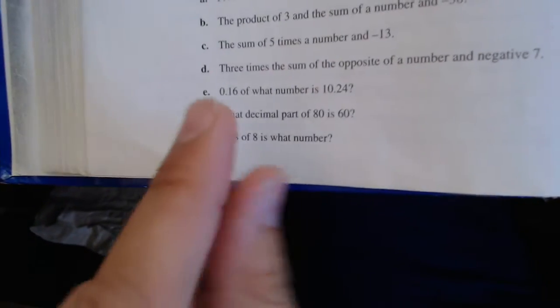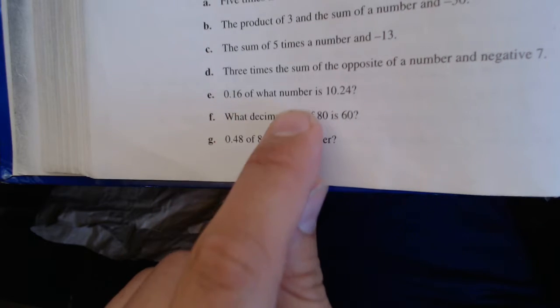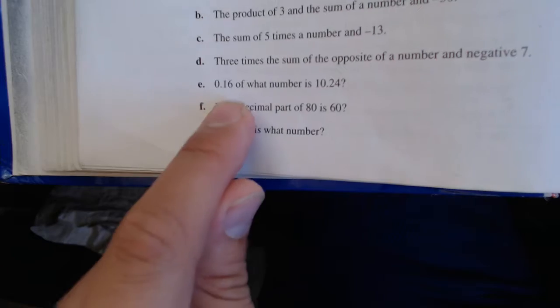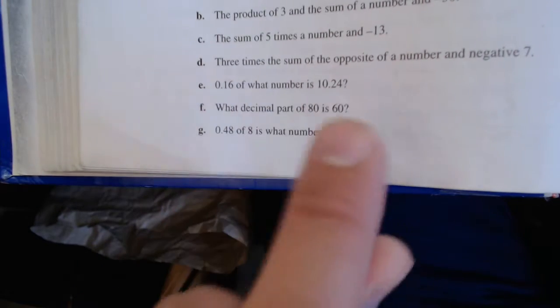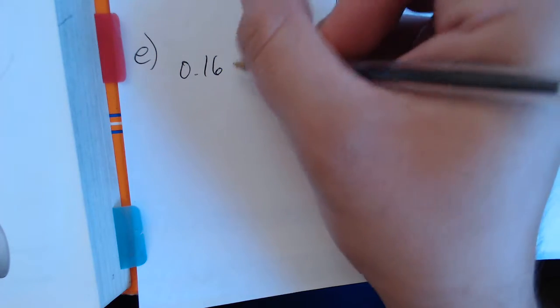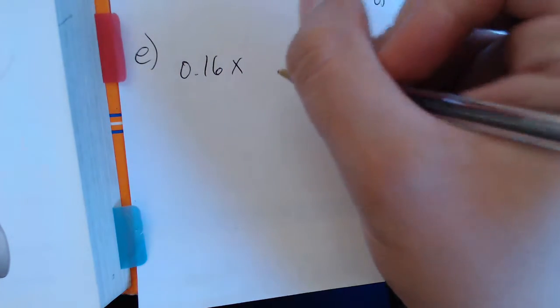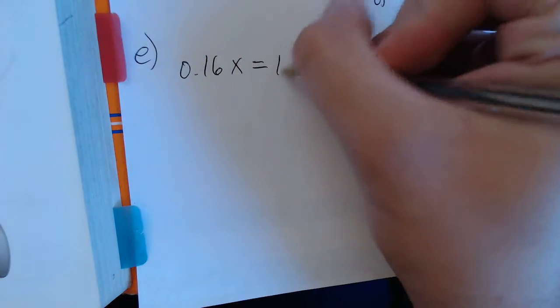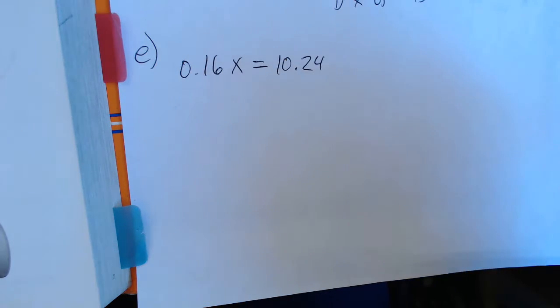In E, they say 0.16 of what number is 10.24. So 0.16 is our decimal, of is our unknown, and is 10.24. So we'll fill that in. Our decimal, 0.16, times our of number, which is unknown, so that's going to be x, equals the is number, 10.24.